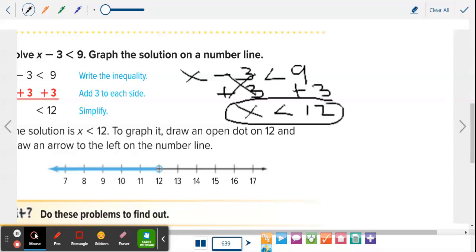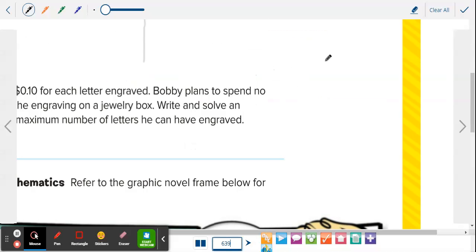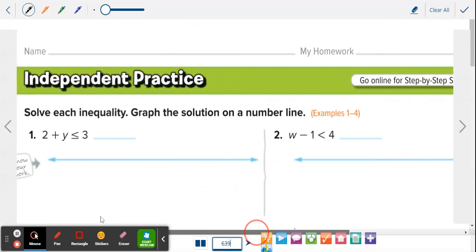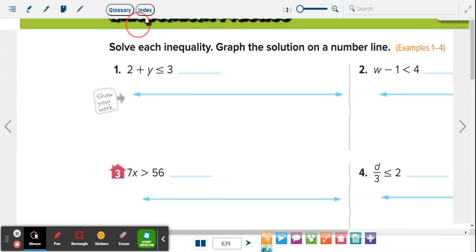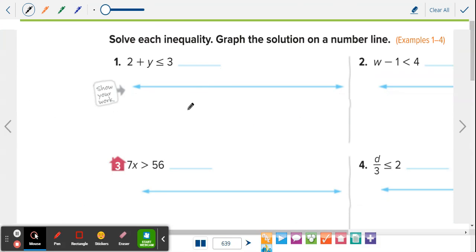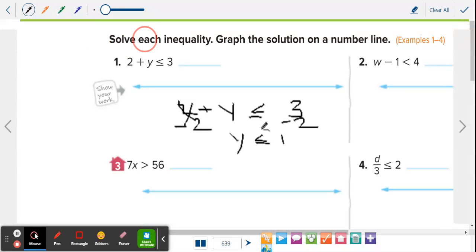639. All right, so number 1, we have 2 plus y is less than or equal to 3. So we're trying to get y by itself. We want to get y completely by itself over here. So what do we do to that 2? Subtract 2. So we're going to subtract 2 now. So that cancels. You're left with just y less than or equal to, what's 3 minus 2? 1. Okay, so now we have our inequality. Now we can graph it.